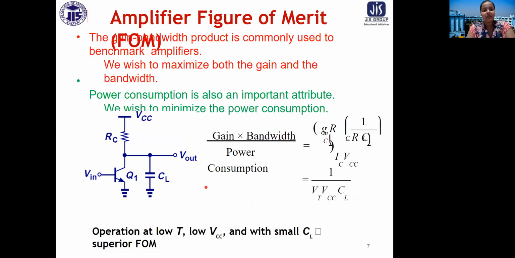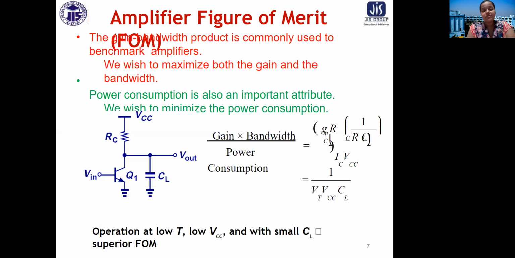So amplifier figure of merit, FOM. The gain bandwidth product is commonly used to benchmark an amplifier. What is the main use of an amplifier? We need to get much more gain for output purpose, to get the output in the load. The amount of amplifying gain required will be much more. So the gain bandwidth product is commonly used. This is the rating of an amplifier.